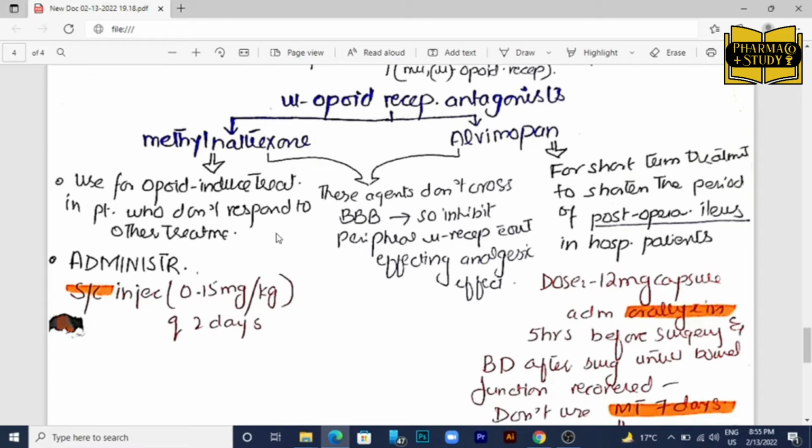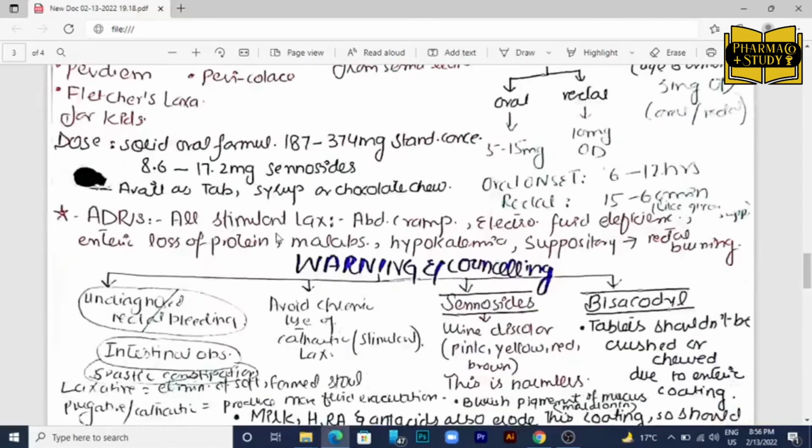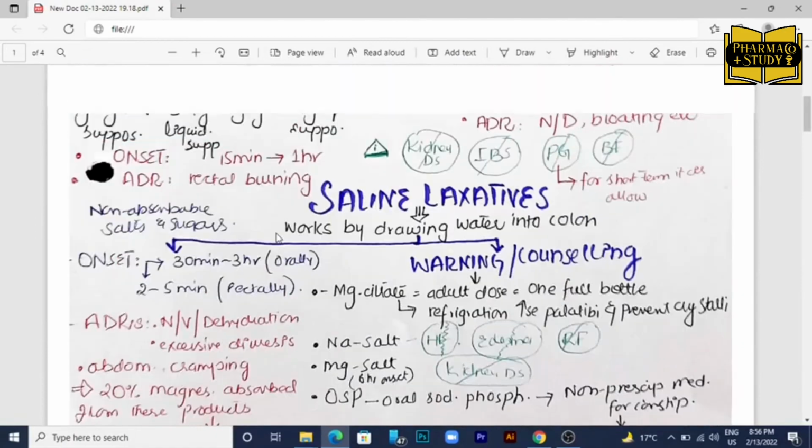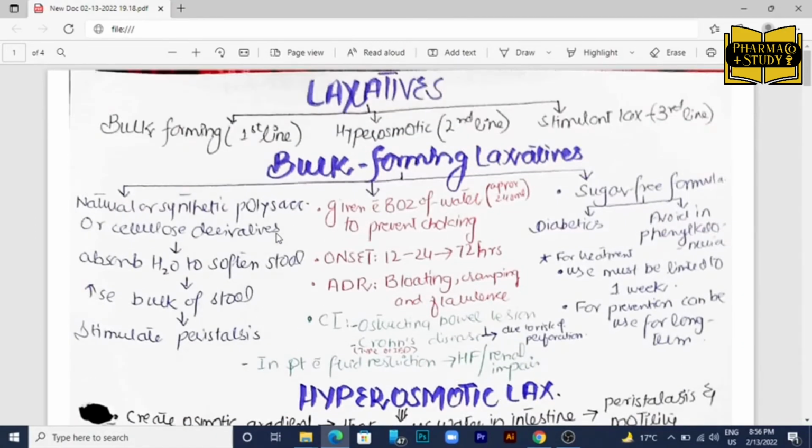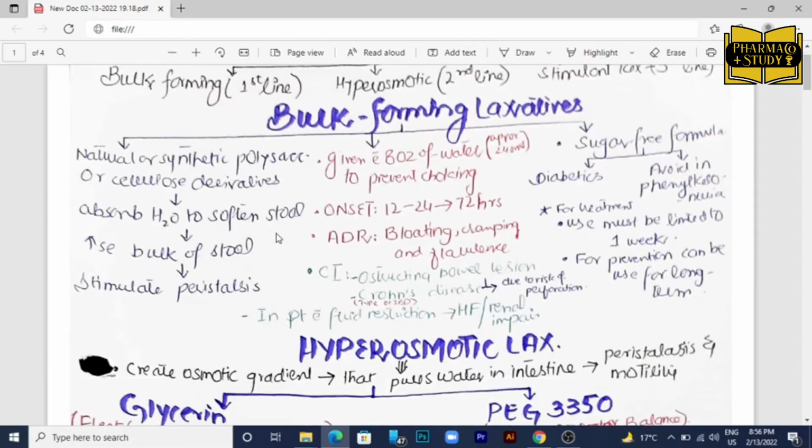Like even if the patient is having the opioid induced constipation, you should go for the first line, second line and the third line drugs, as I have told you in the previous lecture. Who is the first line? Bulk former. Who are the second line drugs? Saline laxatives. Let me show you. Hyperosmotic laxative. Who are the second line? Hyperosmotic laxative, which includes glycerin and polyethylene glycol.